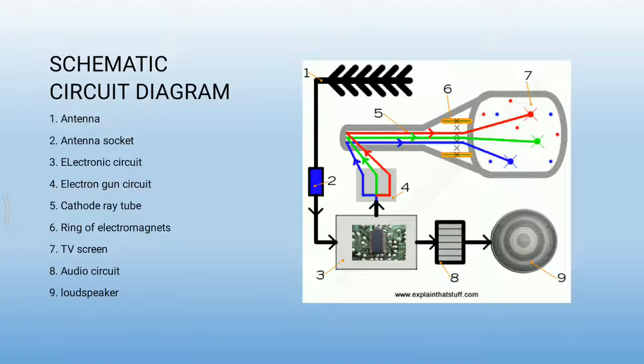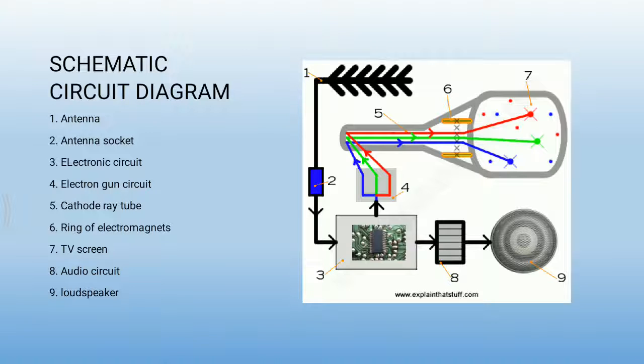Okay, this is the schematic circuit diagram. First one is the antenna. This is the antenna socket. This is the electronic circuit. The fourth one is the electron gun circuit. And the fifth one is the cathode ray tube. These two bars consist of a ring of electromagnets. This is the TV screen. The eighth one is the audio circuit. And the ninth one is the loudspeaker. I will explain all these one by one.